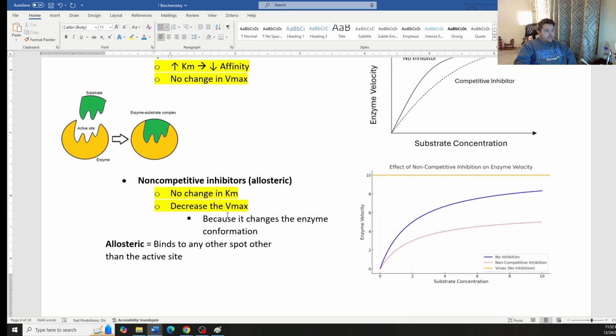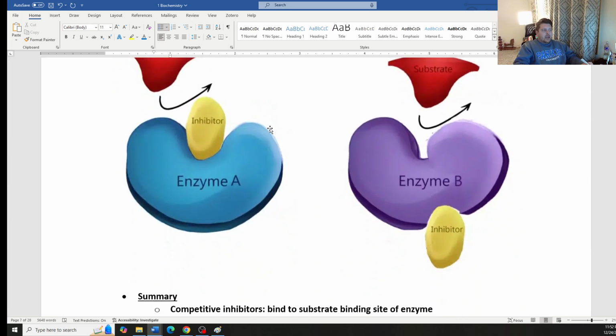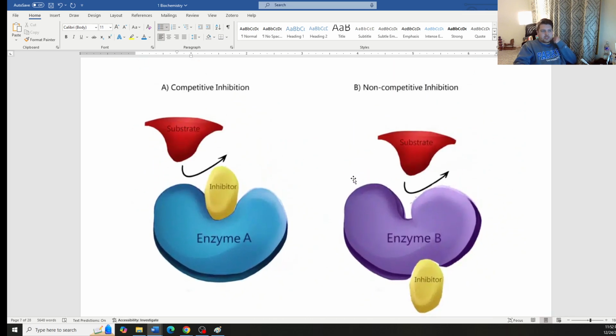Okay? The non-competitive inhibitors, however, work by binding to a different spot on the enzyme. So here we have competitive inhibition: they bind on the same spot where the substrate wants to bind. The non-competitive inhibitors bind somewhere else, and they actually change the shape of the enzyme and thus change the shape of the active site. So the substrate can no longer fit where it is supposed to. And that's how the non-competitive inhibitor stops the enzyme from working.